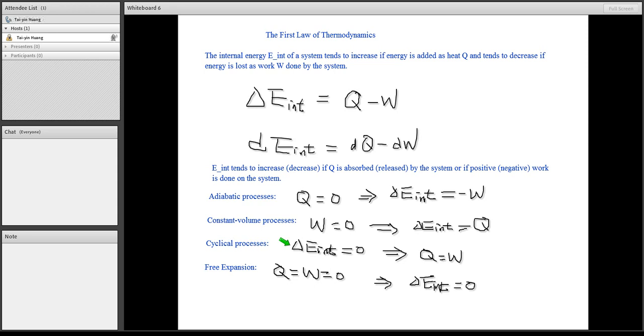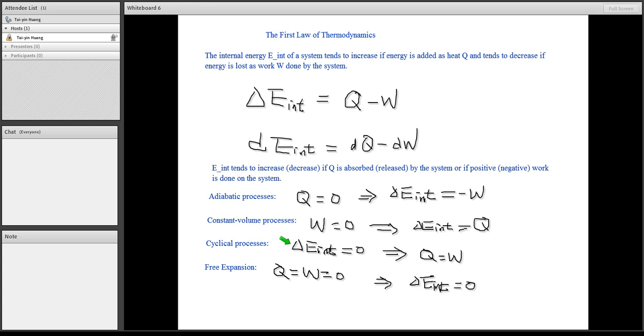So when the change in internal energy is 0, when you apply the first law of thermodynamics, it means that Q is equal to W. The amount of heat that's being added to the system is used to do work by the system, such that no energy is left to change the internal energy. So that's why the change in internal energy is equal to 0.